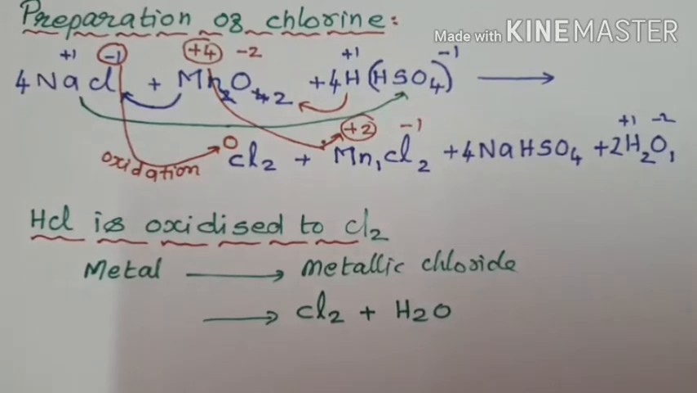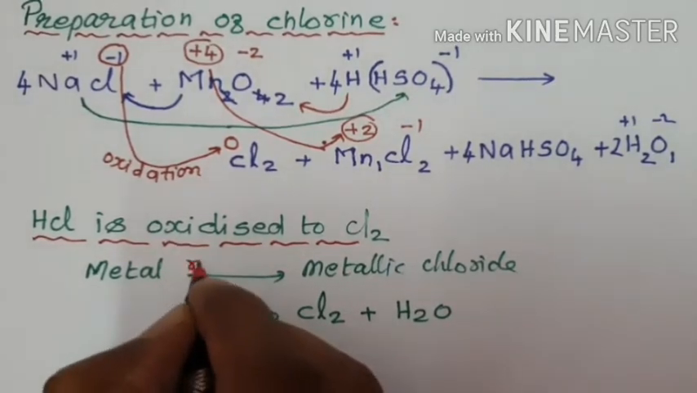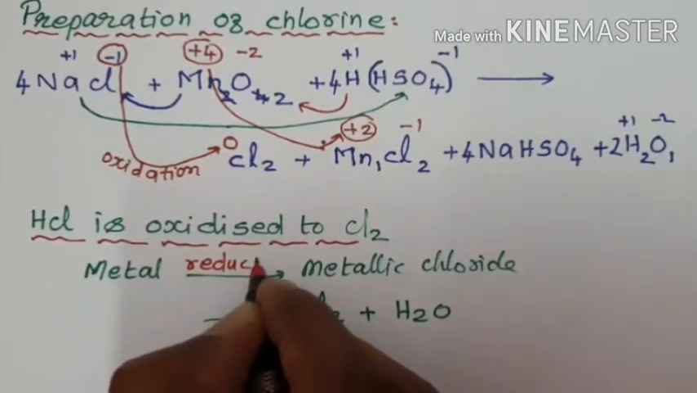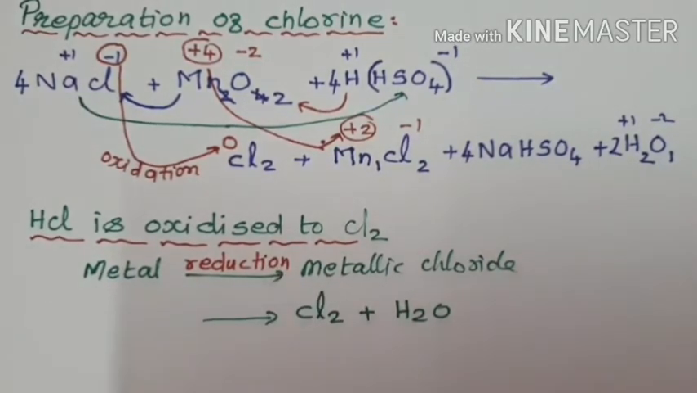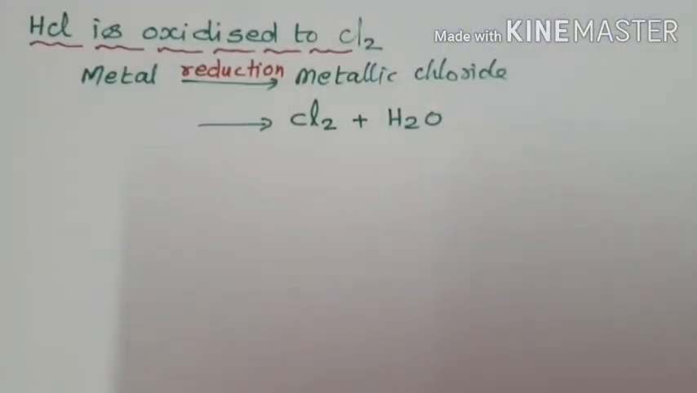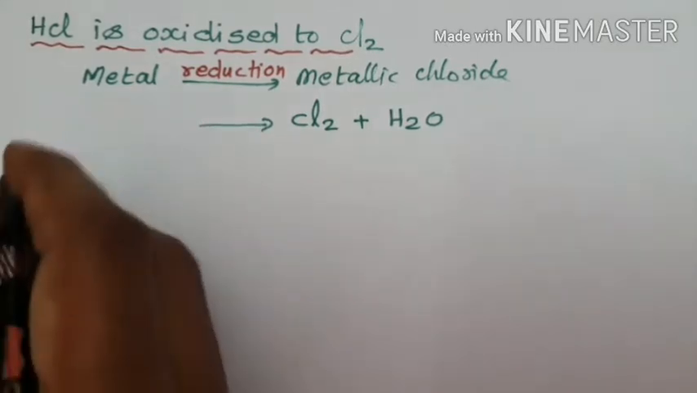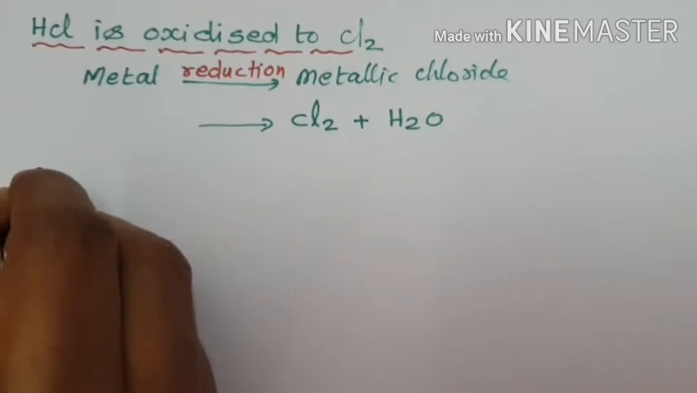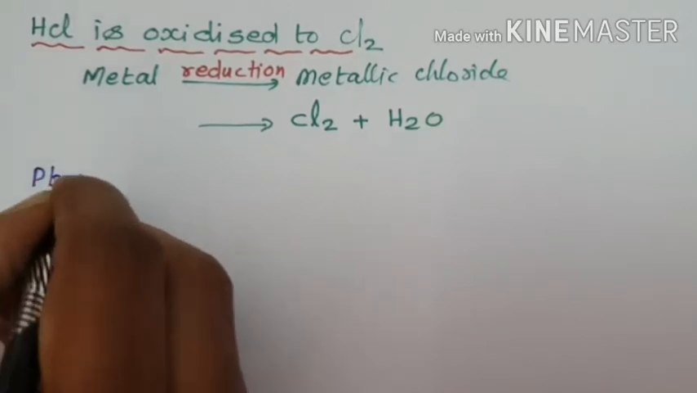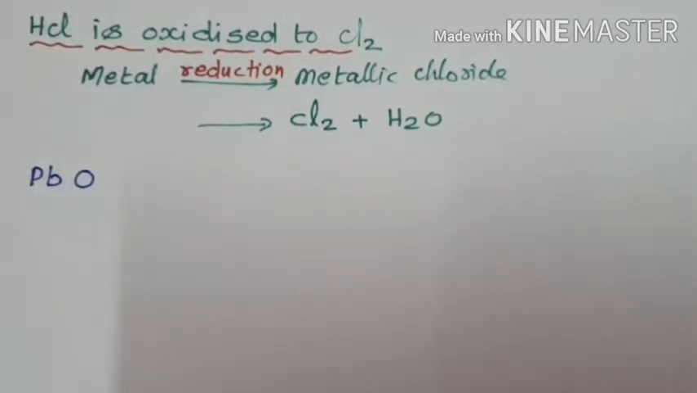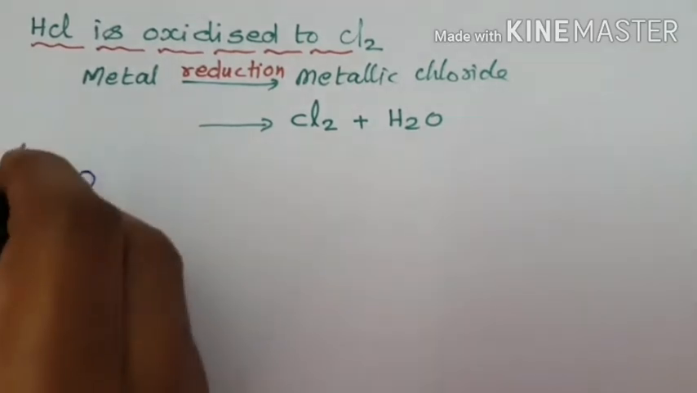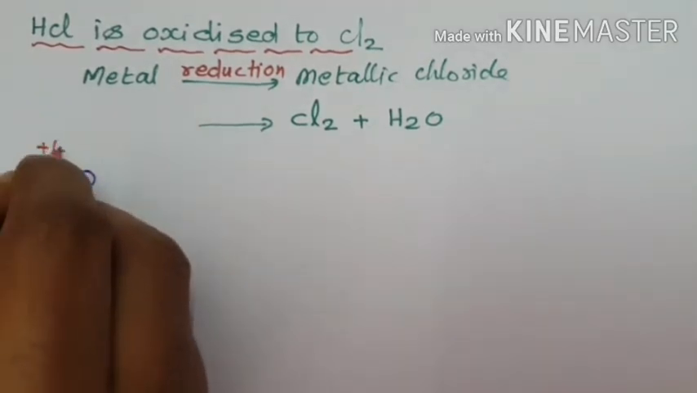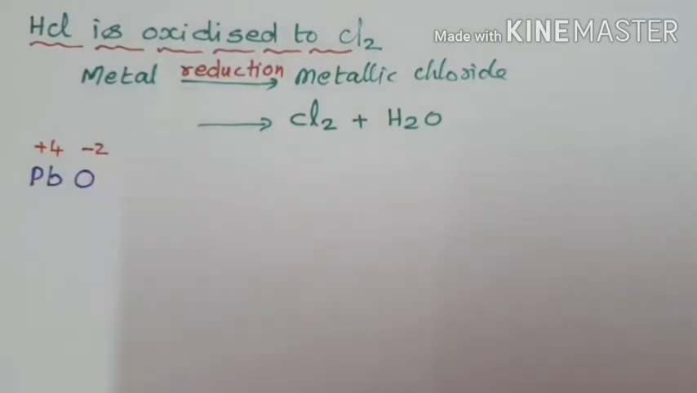So, metal in this reaction undergoes reduction. A decrease in oxidation number is called reduction. The first reaction we are going to discuss is lead dioxide, PbO2. In this compound, lead is in +4 oxidation state, oxygen -2.